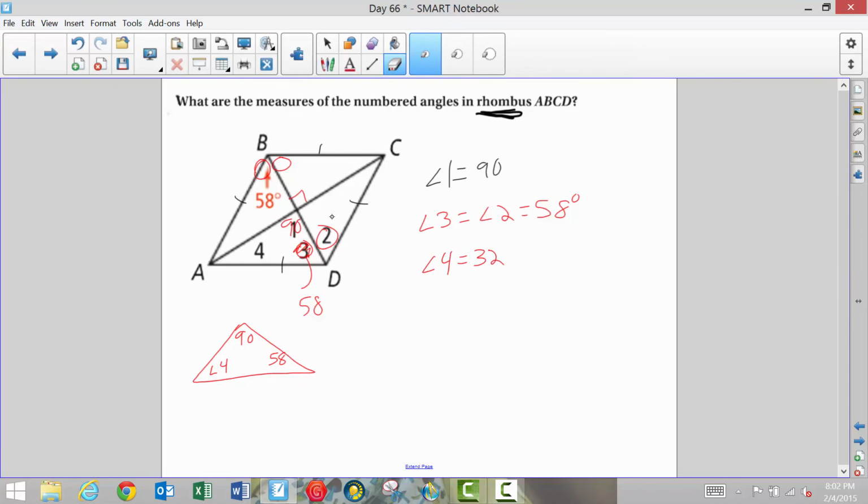So what looks complicated can be easy if you just remember your properties. So it's a rhombus. Diagonals meet at 90 degrees. It's a rhombus. Opposite angles are equal and diagonals bisect each other, which means those angles that get bisected are also equal to each other, and 180 degrees inside of a triangle.